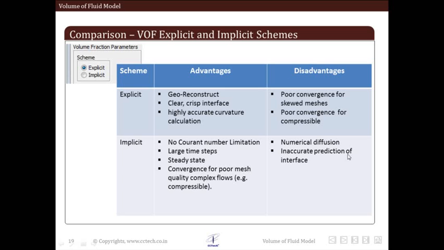The disadvantage of the implicit scheme is that there is numerical diffusion as well as inaccurate prediction of the interface, because we are solving the phase continuity equation and the momentum equation together at the latest time step. So there may be some inaccurate prediction of the interface.